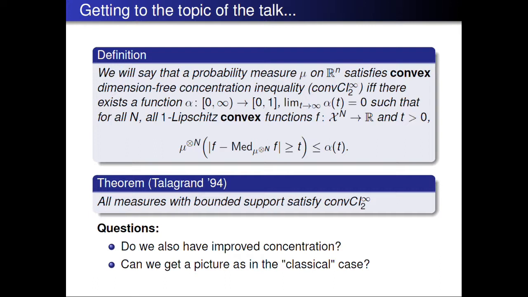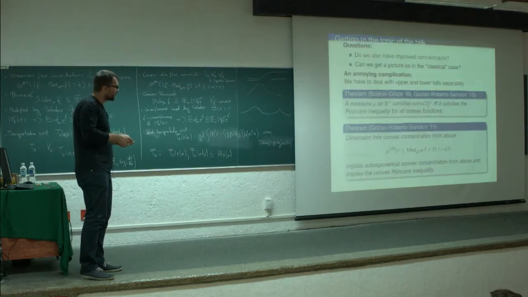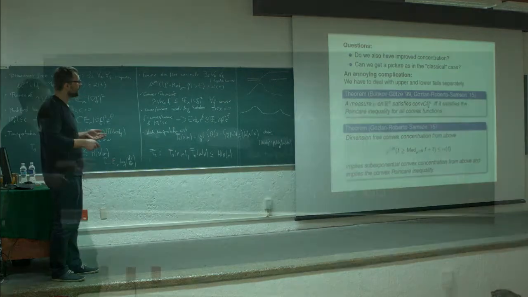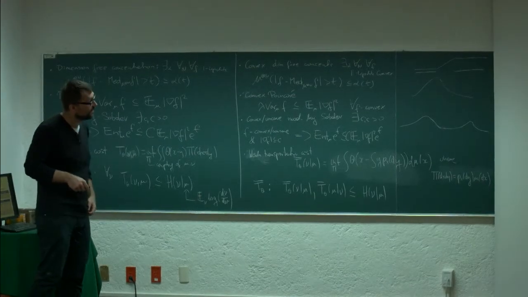Now, if I impose this assumption for one Lipschitz convex functions and remove the absolute value, I cannot pass to negative f because it will not be convex anymore, right? And that's why there are some technical complications here in formulations of certain things.